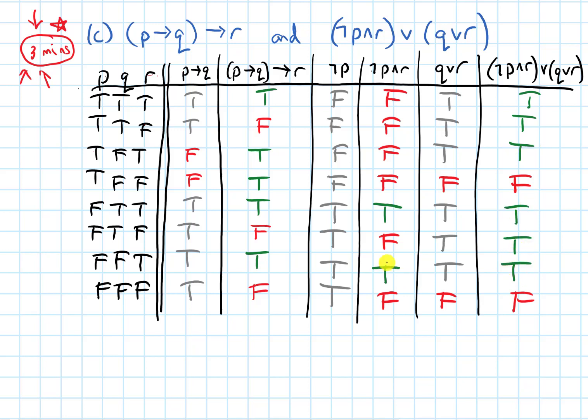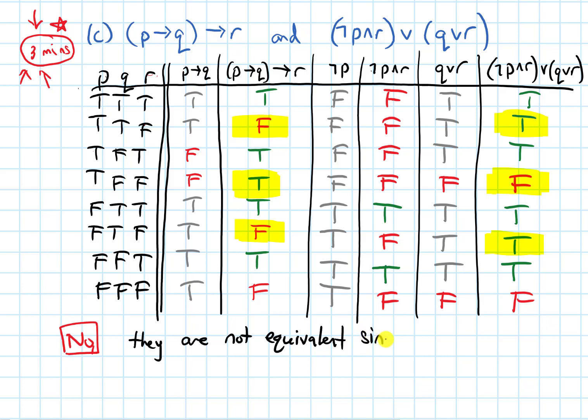Now if we compare these two columns, there are a bunch of rows in which they have different truth values. For example, this is a false. Oops. This is a false, but this is a true, and that's different. Let's see, this is a true, and that's a false, so that's different. And this is a false, and that's true, and those are different. So the answer to this one is no. No, they are not equivalent.